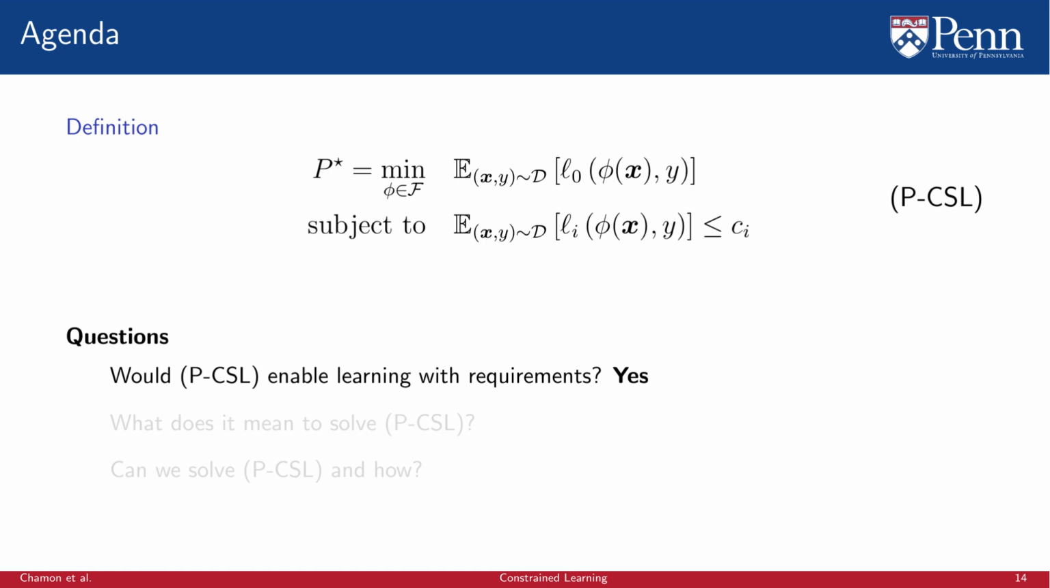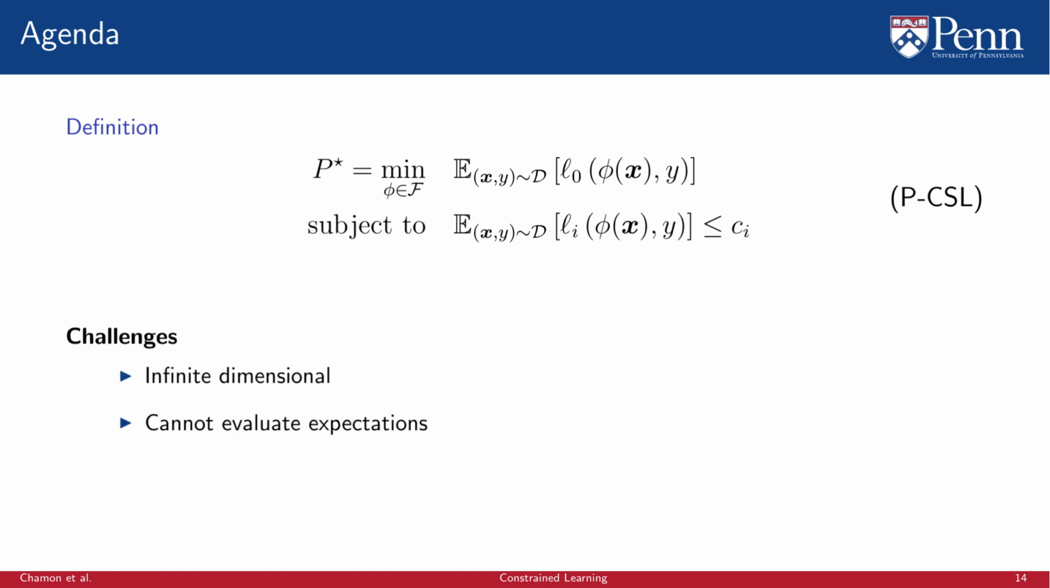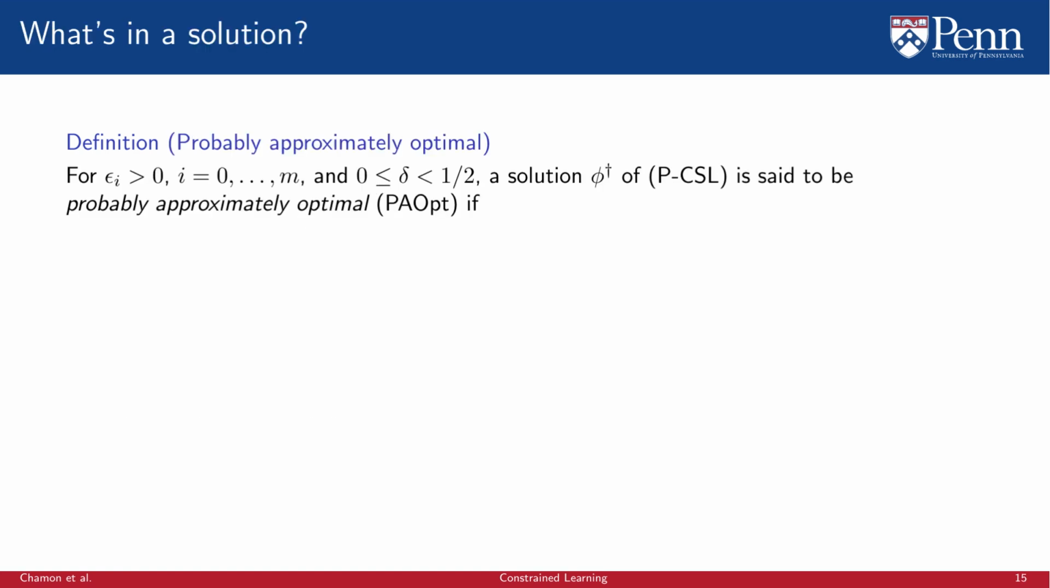And that brings us to our next question: what does a constrained learning solution look like? Since the problem we want to solve is infinite dimensional with unknown statistics, we can't really hope to get a definitive solution. So instead, similar to classical learning theory, we seek a probably approximately optimal one. By that I mean that we will settle on a margin of error, epsilon, and a probability of failure, delta, and we will look for a solution phi dagger that is probably near optimal, which means that it's a solution whose value is close to the optimal one with high probability.